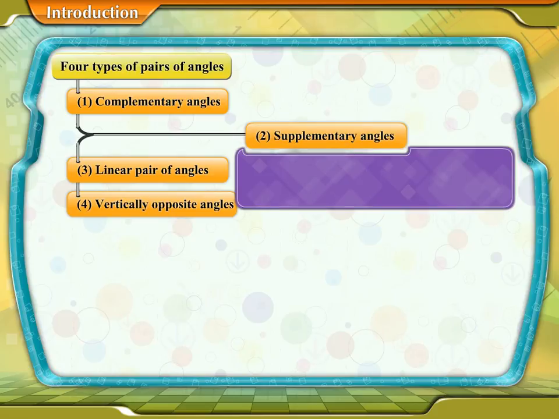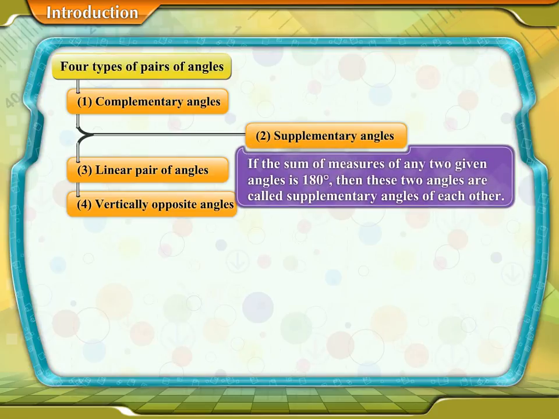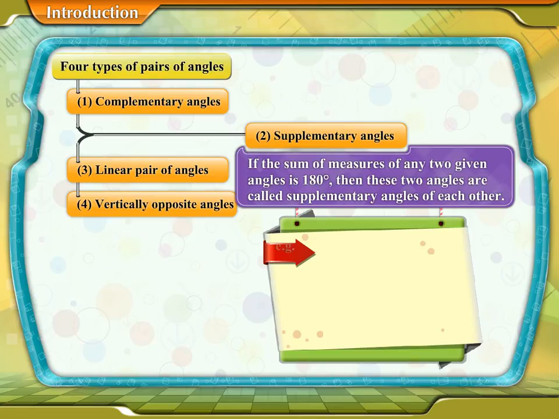Supplementary angles. If the sum of measures of any two given angles is 180 degrees, then these two angles are called supplementary angles of each other. For example, the supplementary angle of measure 145 degrees is 180 degrees minus 145 degrees, which is equal to 35 degrees.